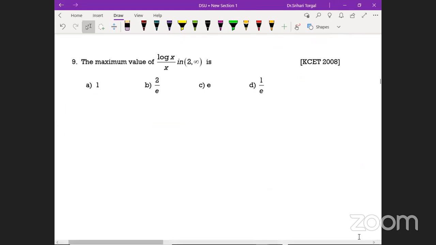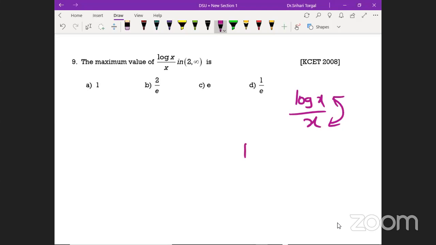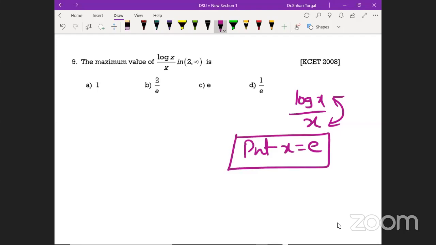Initially I told you this kind of problem. I told you log x and x: if it is in the numerator and denominator, just put x equal to e. If it may be x by log x, just put x equal to e. You will get the maximum value.